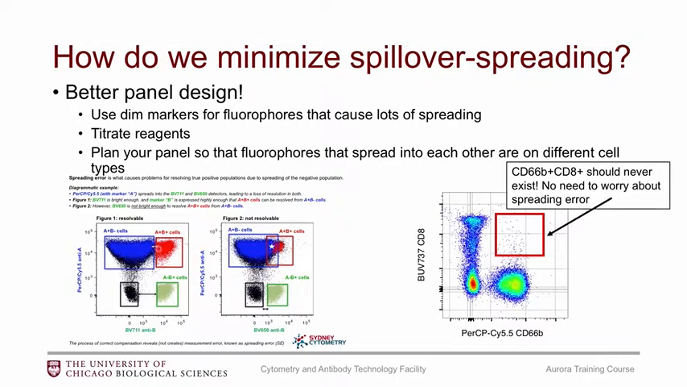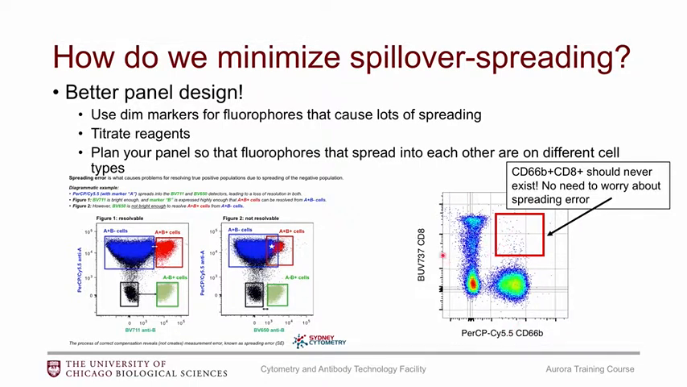So the best way to deal with spreading is to plan out so you don't have to worry about the double positive population. So that's what I've done in this graph where I looked at CD66B on the granulocytes and CD8 on the lymphocytes. I don't expect any double positive cells because they're completely different cell types. So I never have to worry about the double positives, and I don't really have to think about how these two markers spread into each other.